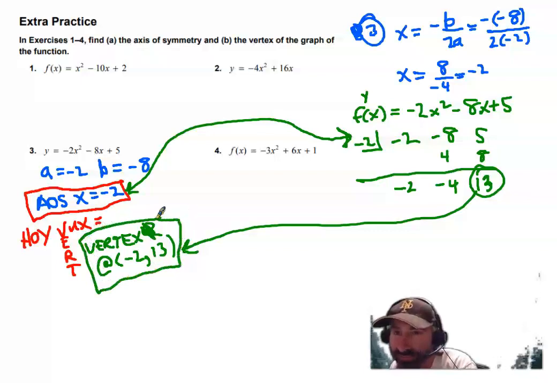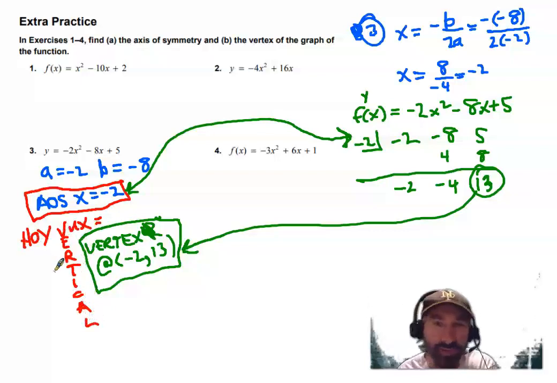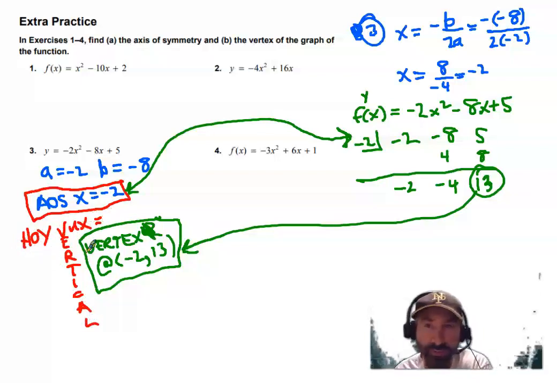And just to be safe, I noticed that I have the word vert here and vertex right there. This vert meant that we were talking about a vertical line. Okay, that's the Hoy-Vux thing. H is for horizontal, you get an equation y equals. V is for vertical, you get an equation x equals. Okay, people.